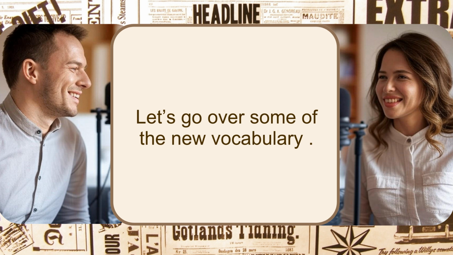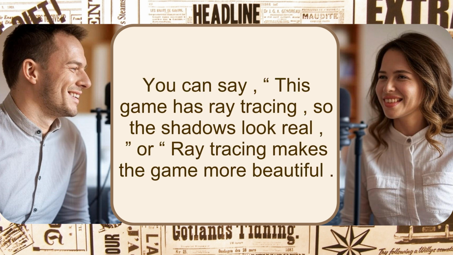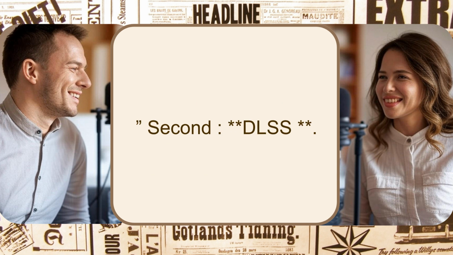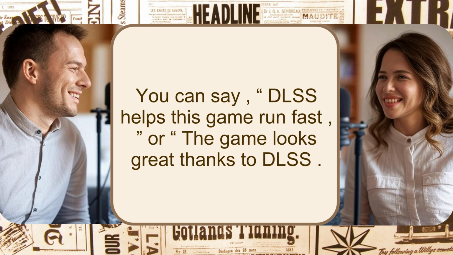Let's go over some of the new vocabulary. First, ray tracing. This is a way to create realistic lighting in games. You can say, this game has ray tracing, so the shadows look real, or ray tracing makes the game more beautiful. Second, DLSS. It's a way to use AI to make graphics better without using more power. You can say, DLSS helps this game run fast, or the game looks great thanks to DLSS.